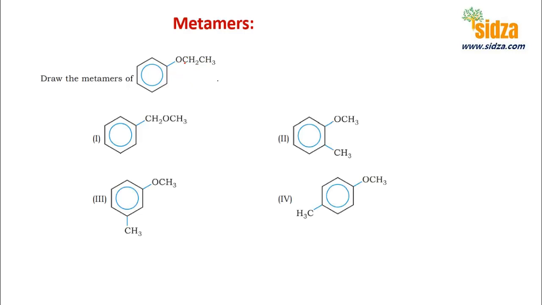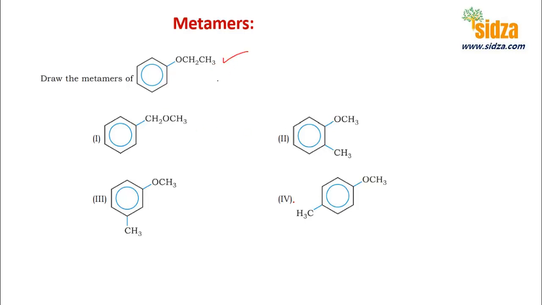For example, if you have a CH3 here and then this CH2 and this benzene ring, right? You can rearrange it. You can have this CH2 here, and then you can have a CH3 at the ortho position, or the meta position, or you can have it at the para position, right? So these are the 4 different metamers of this compound.